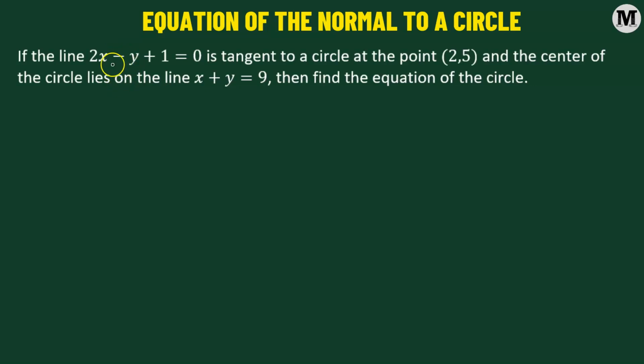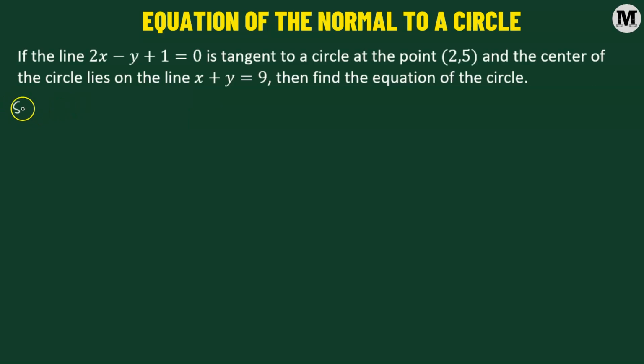So in this problem, it's given here that we have a line 2x minus y plus 1 equals 0 that is tangent to a given circle at the point (2, 5). And the center of that same circle lies on the line x plus y equals 9. So using this information, we need to find the equation of the circle.